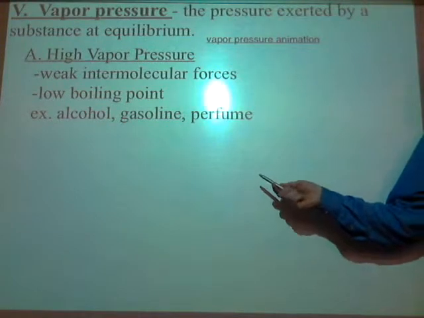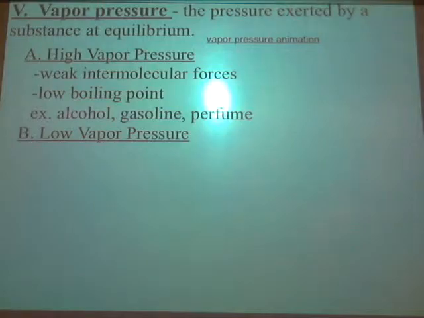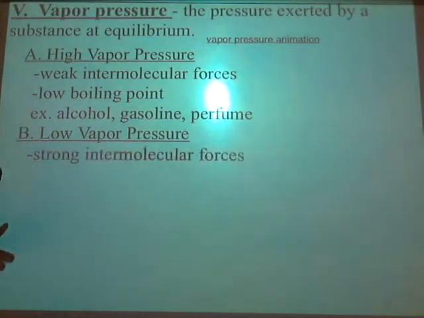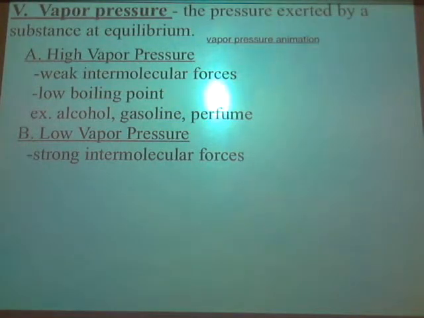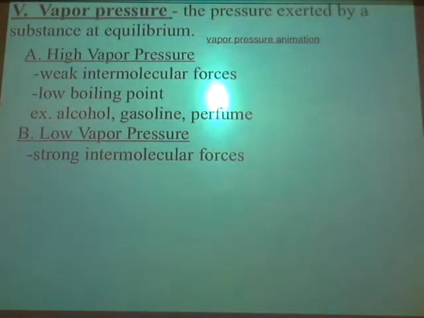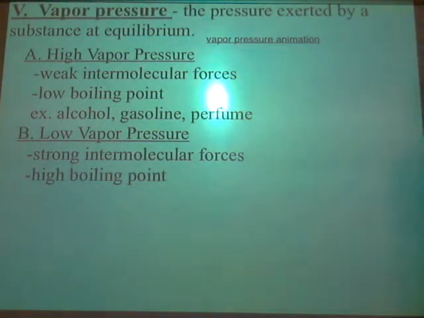Obviously, if I go to low, I don't have to spend as much time on this. Guys with low vapor pressure, what are you going to expect? The exact opposite, right? If they have a low vapor pressure, they're not evaporating very readily, right? They're going to have very strong intermolecular forces. Because they have strong intermolecular forces, they're not evaporating very readily. And what would you predict for their boiling point? If it doesn't want to evaporate, if it's held together really tight, it's going to be really hard to boil. It'll have a very high boiling point.